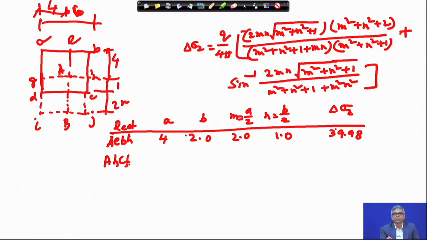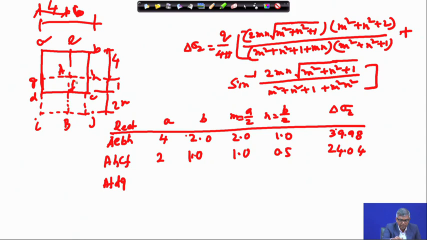Similarly, next AHCF, there is a F point, AHCF, then here also A is 2 and B is 1, and corresponding this is 1 and this is 0.5, and if I put in this equation we will get the value 24.04, and then AFDG.